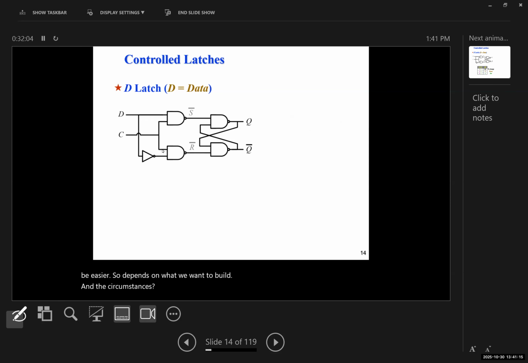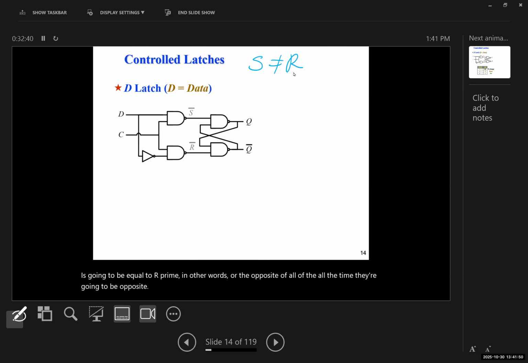Now, one way to prevent the invalid situation is to connect S and R together with a NOT gate. Therefore, S, or set, would always be the opposite of R, or the complement of R. So S is going to be equal to R prime, in other words, the opposite of R. All the time they're going to be opposite.